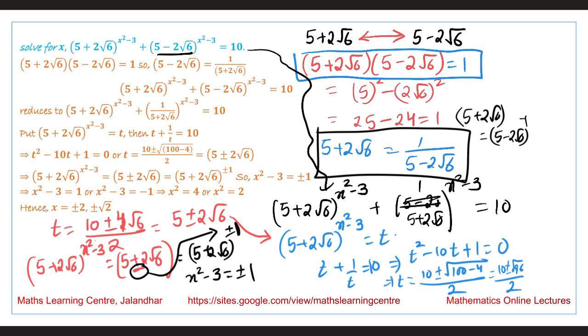So this gives us two values of x squared. We are obtaining the values of x squared as 4 or 2. So from these we will get the values of x as plus or minus root 2 and plus minus 2. So these are the required values of x.